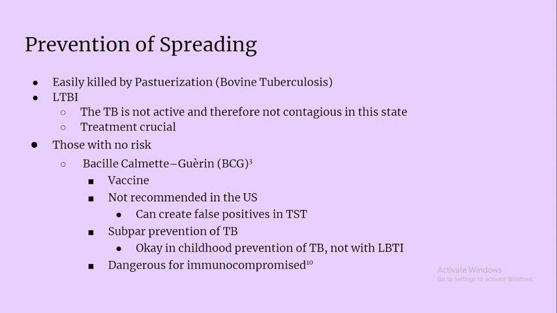So another form of prevention, especially for those with no risk, is the BCG vaccine that I've talked about before, and it's very, very subpar. It's not recommended in the US, and it creates false positives in the TST, like I said. So if you ever do get TB, that just makes it one step harder in diagnosing you because you can't get a TST skin test. Even though there are a lot of other things, it would just be nicer to be able to use all the tests, you know?